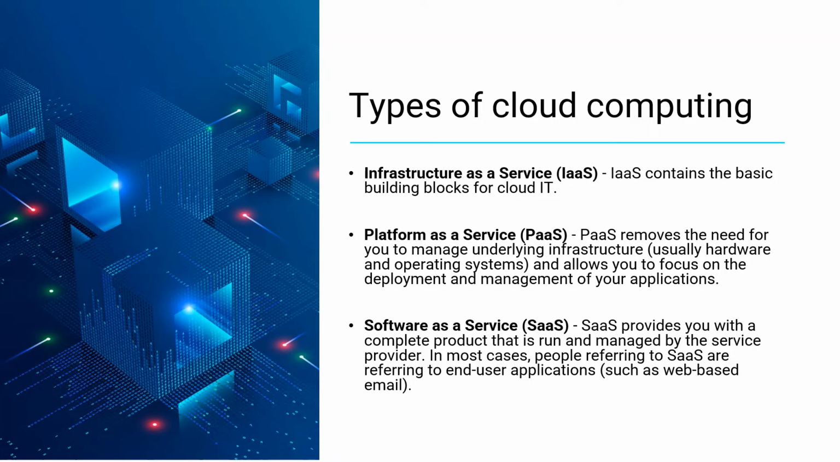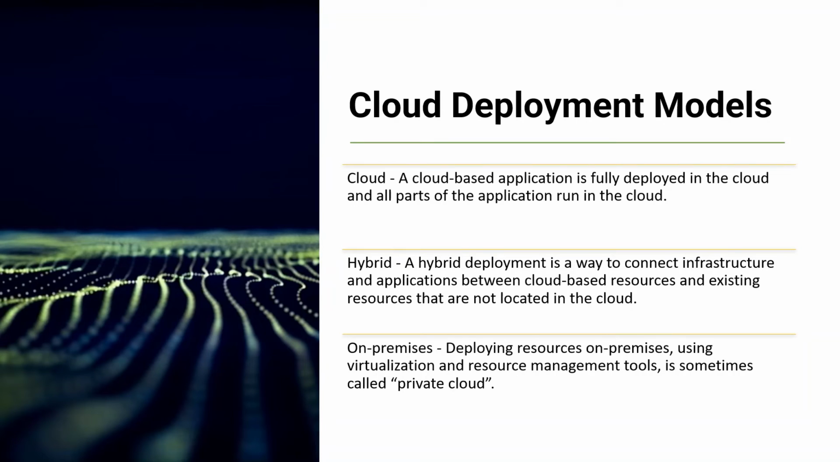Next we'll talk about the cloud deployment models. We have the public cloud, which means a cloud-based application is fully deployed in the cloud, and all parts of the application are running in the cloud, which is owned and operated by third-party cloud service providers such as Azure or AWS, which deliver computing resources like server storage over the internet. With a public cloud, all hardware, software, and other supporting infrastructure is owned and managed by the cloud provider. You access these services and manage your account using a web browser.